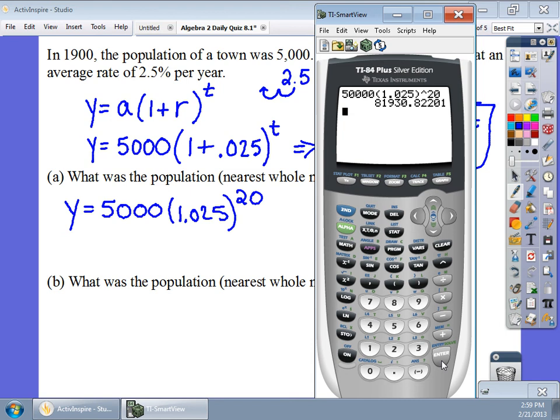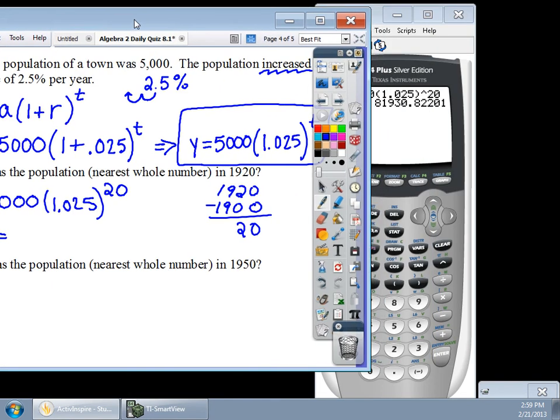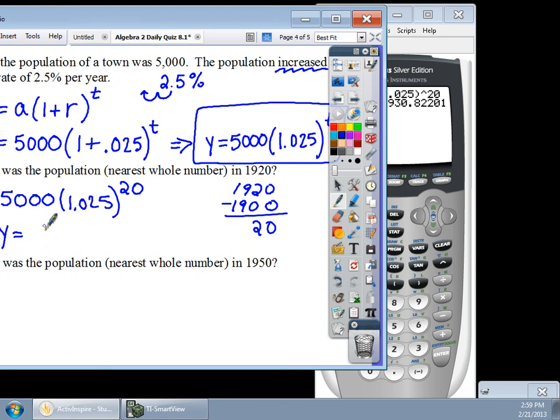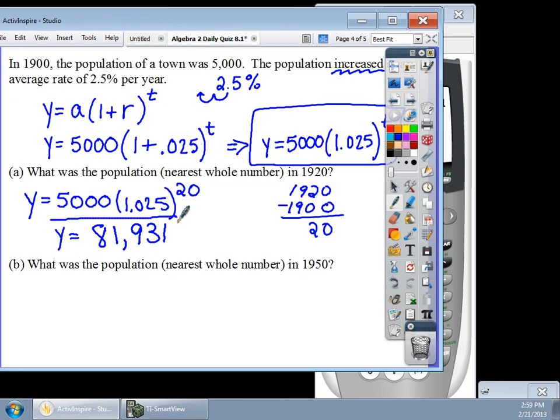And so to the nearest whole number, I looked at the decimal, that's an 8. I'm rounding the 0 up. y is 81,931. And so that was the population in the year 1920.